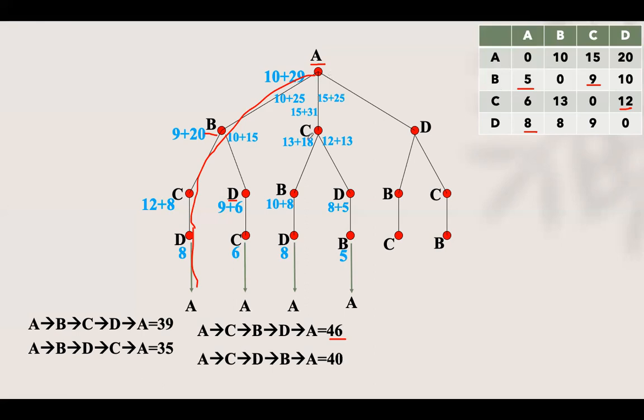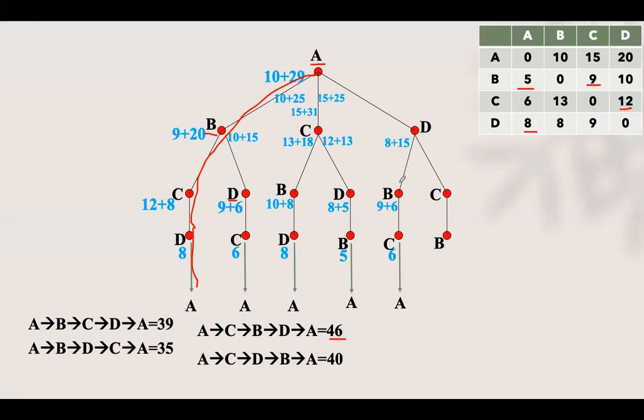The path is A to C, D, B, A. Cost is 40. Next, A to D and these two paths. Again, C to A we have to go. C to A is 6. B to C is 9. 9 plus 6. And then D to B. D to B is 8.